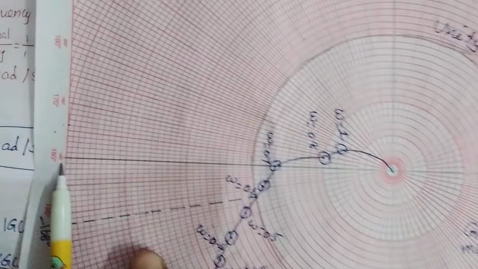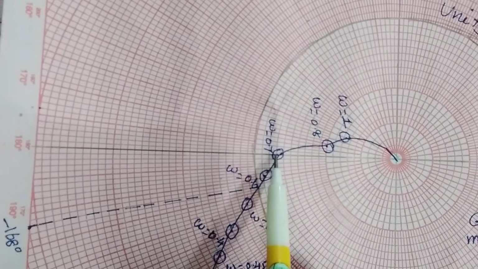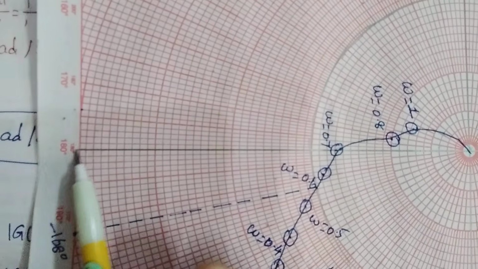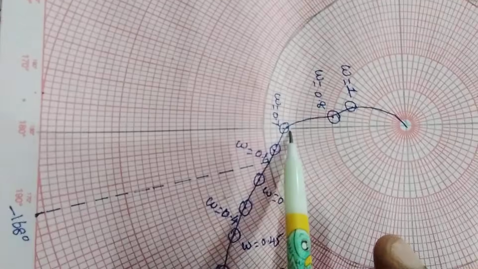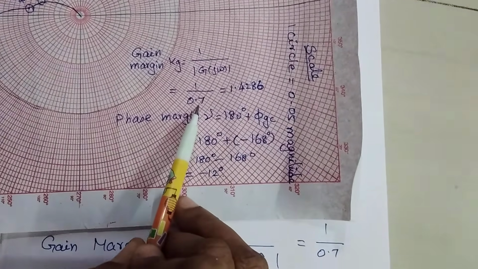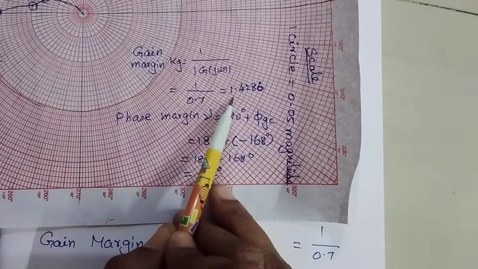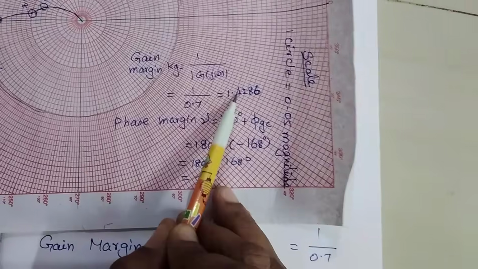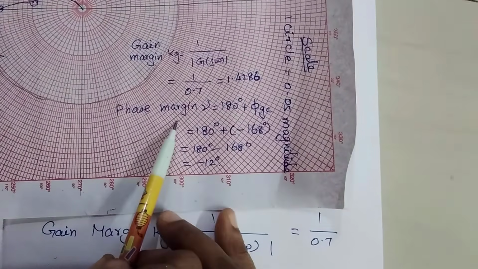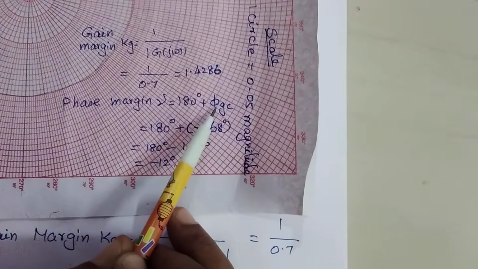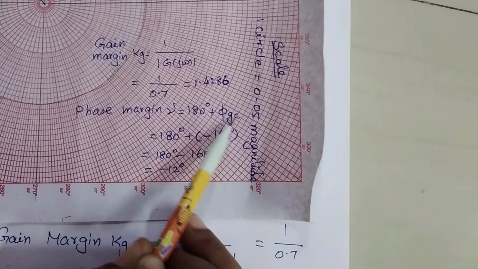At the frequency of 0.7, it crosses 180 degrees. See here. So our gain margin is 1 by the particular omega value 0.7. So our gain margin is 1.4286. Then phase margin. We already know phase margin gamma equals 180 degrees plus the phase angle at the gain crossover frequency.